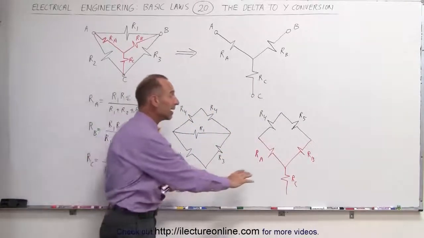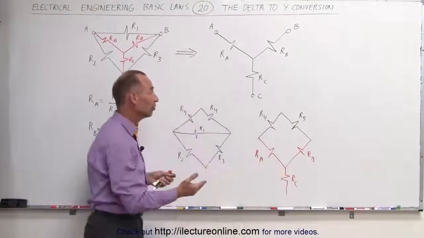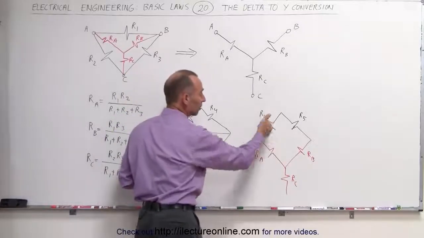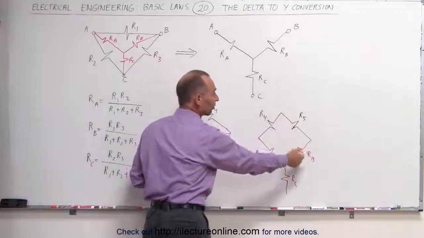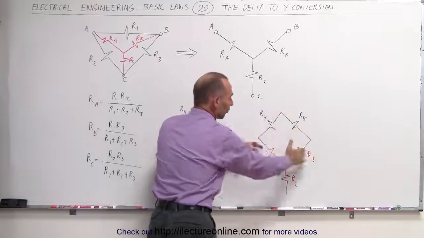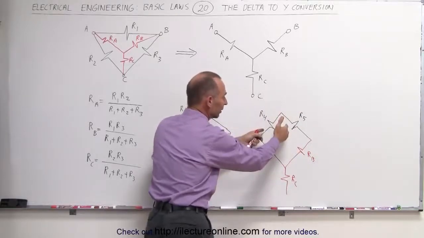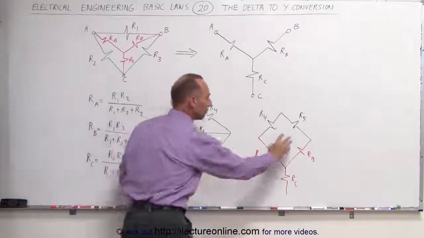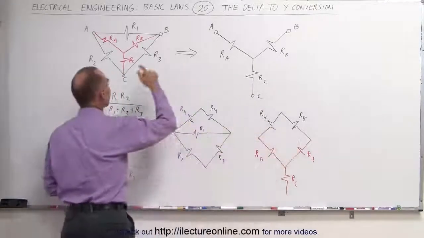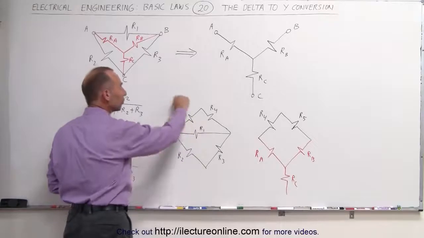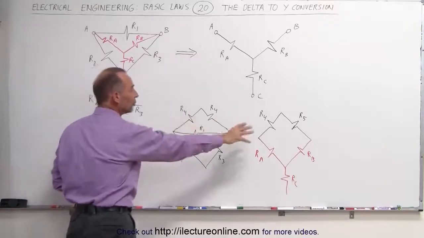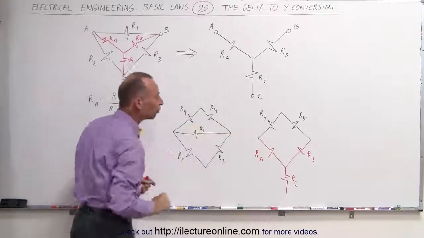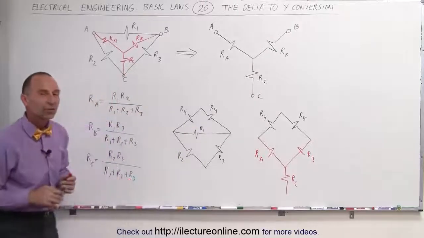We can very easily find the equivalent resistance of this, because notice that now these two are in series. Those two resistors are in series. We can combine those two. Then those are in parallel, and that parallel connection is in series with R sub C. So we can very easily find the equivalent resistance of this, which then allows us to very easily find the current flowing to the entire circuit using that Y to delta conversion equivalence. And that's what this is all about.